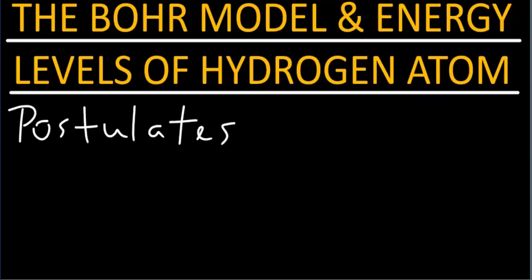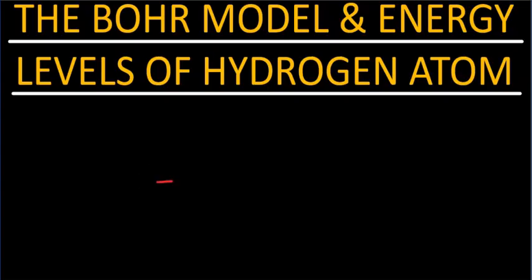In this video, we shall look at the Bohr model and use it to derive the energy levels of hydrogen atom. So first, we shall look at the postulates of Bohr model. So in the case of a hydrogen atom, you have a proton in the middle and an electron outside.